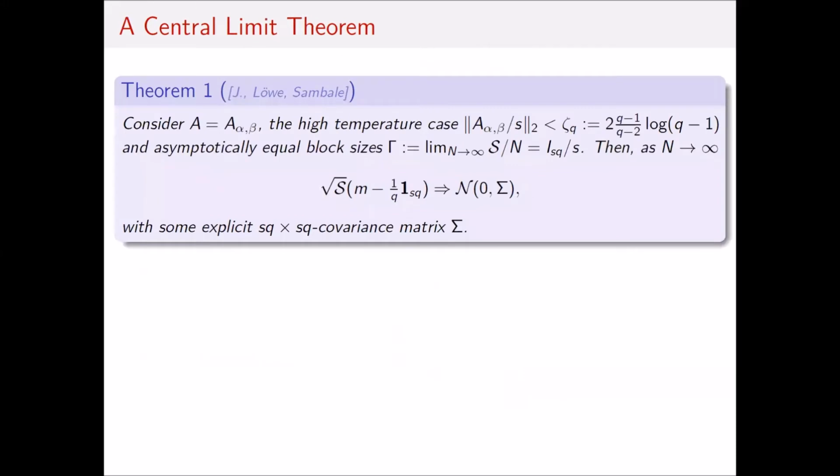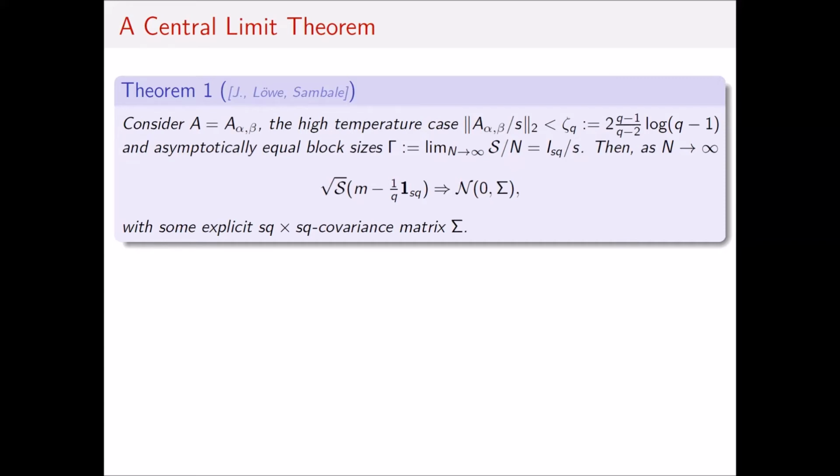Now I'm happy to present our central limit theorem, which states as follows. Let us consider an interaction matrix as given in the previous slide. And we look at the so-called high temperature case, meaning that the spectral norm of this matrix is smaller than some critical parameter. If we consider asymptotically equal block sizes, as we have seen in the simulation in the beginning, then as the system size grows to infinity, the magnetization concentrates around the uniform vector, and the fluctuations are given by a Gaussian distribution with some explicit covariance matrix, which just depends on all the parameters that you see here.